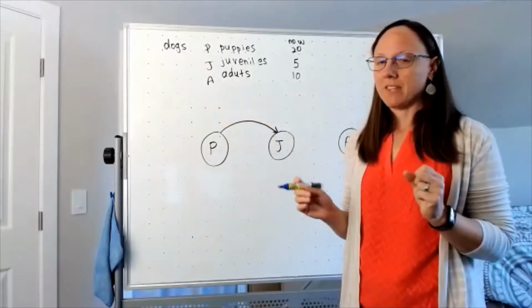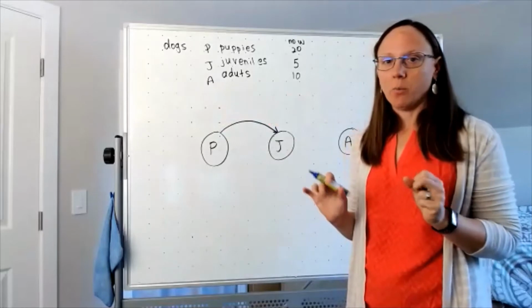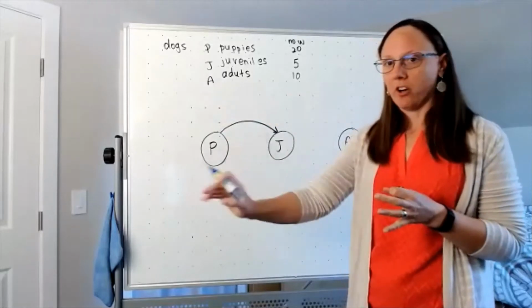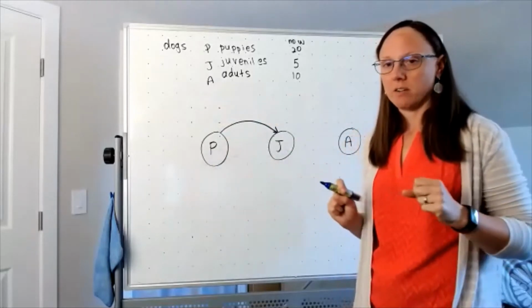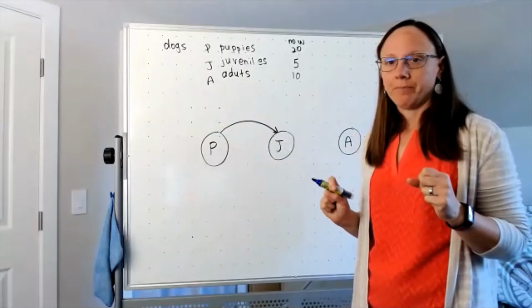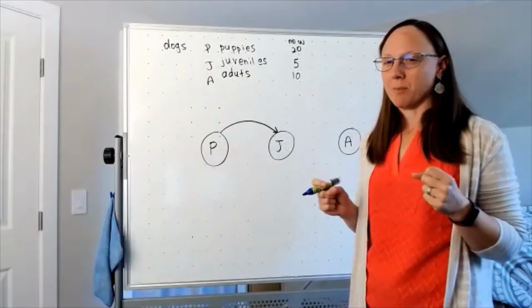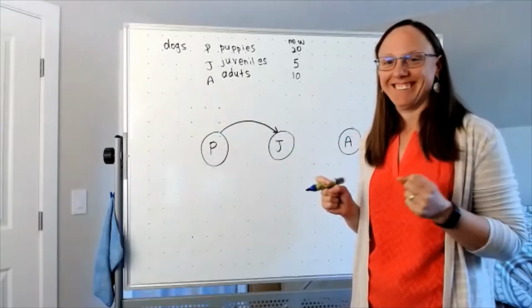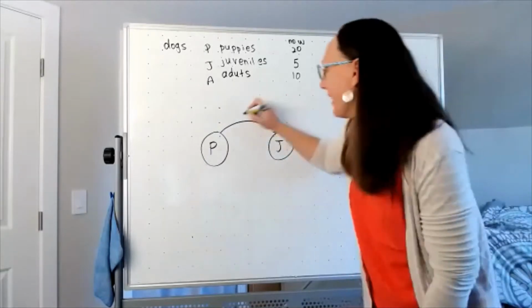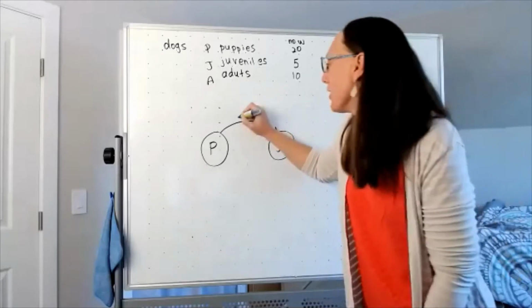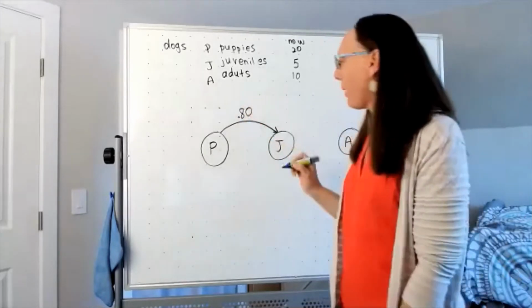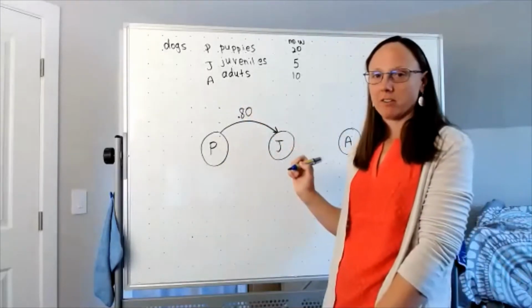I don't know. It's a harsh world out there. What percentage of the puppies do we think are going to survive to become juveniles? I know you didn't know this was participation day. 80%, great. We're just making the numbers up here, folks. So 80% of our puppies are going to survive to be juveniles.